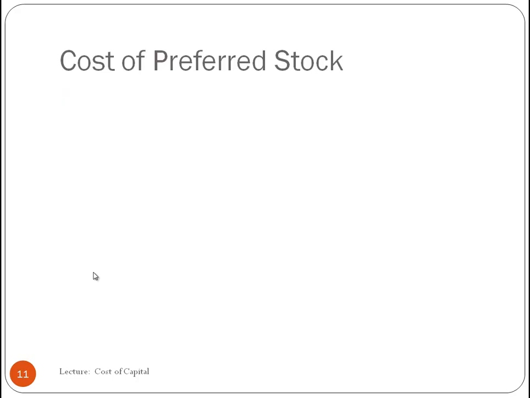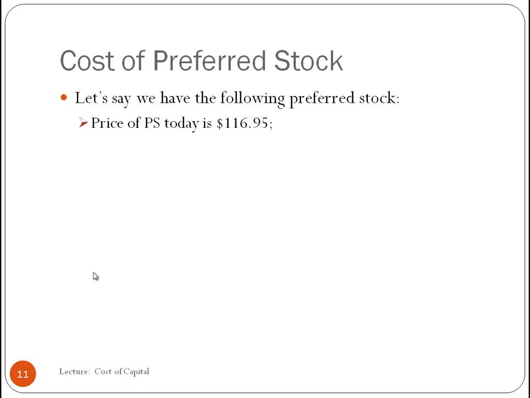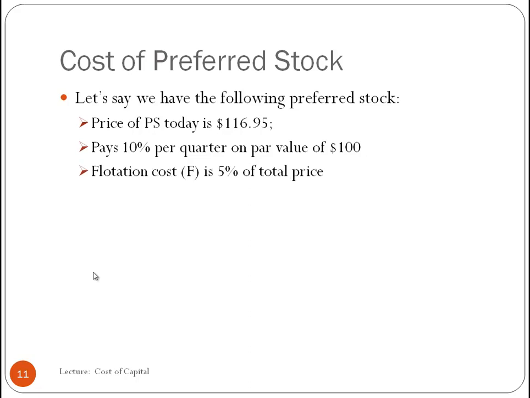All right, so let's talk about the cost of preferred stock. Let's say we have the following preferred stock. The price of the preferred stock today is $116.95. It pays 10% per quarter on a par value of $100. And it has a flotation cost, which we designate as F, which is 5% of the total price today.